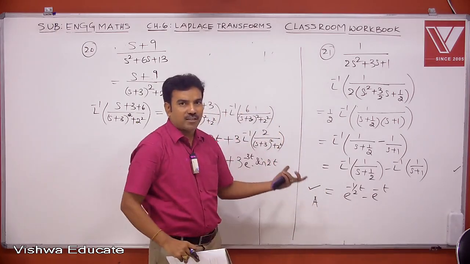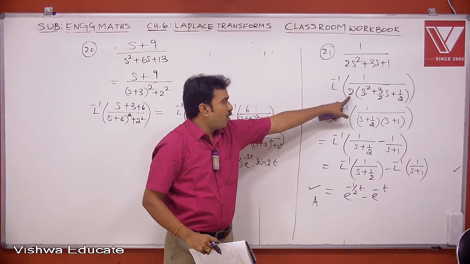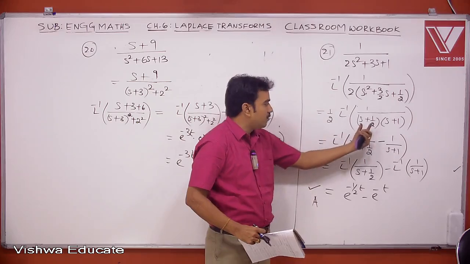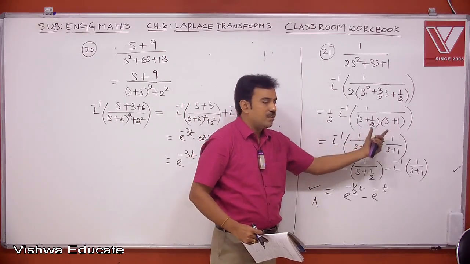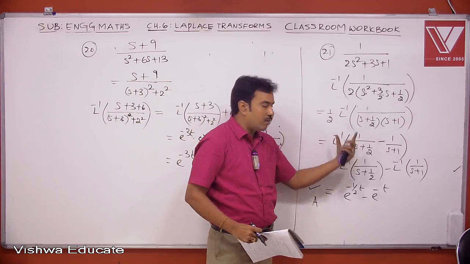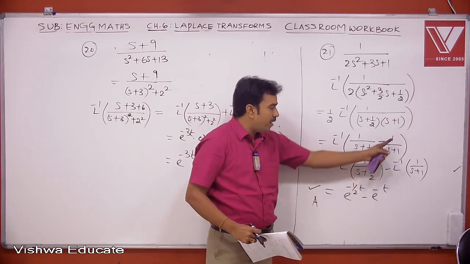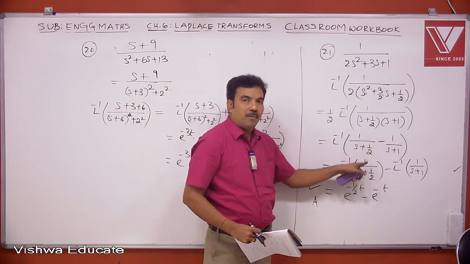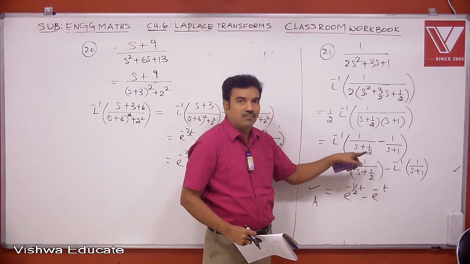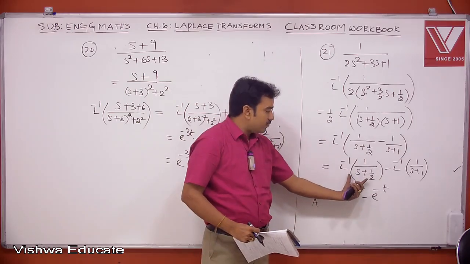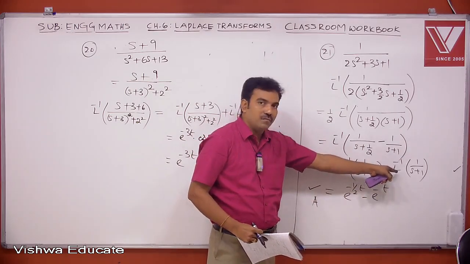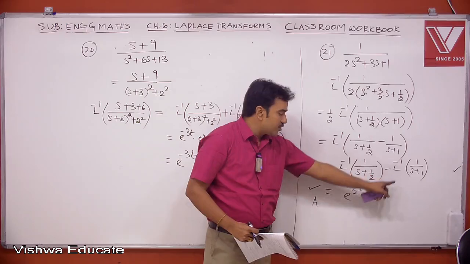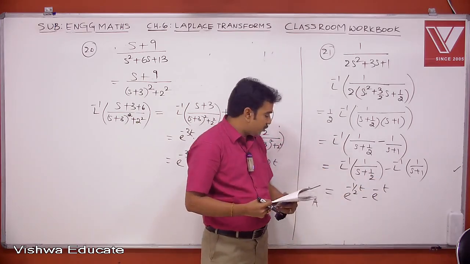Just a simple partial fraction expansion. Take 2 common. This is nothing but s plus 1 by 2 into s plus 1. So we have 1 by 2 into 1 by s plus 1 by 2 into s plus 1. It's a partial fraction expansion. Along with 1 by 2 it is 1 by s plus half minus 1 by s plus 1. We have a minus between two functions of s. Apply the linear property because it is valid even for inverse Laplace. So this is L inverse of 1 by s plus half minus L inverse of this. L inverse of this is e power minus half into t and L inverse of this is e power minus t. So this is option number A.